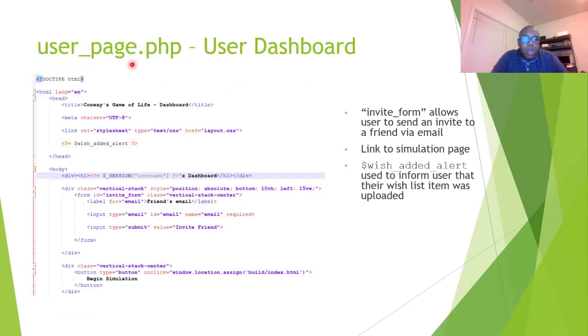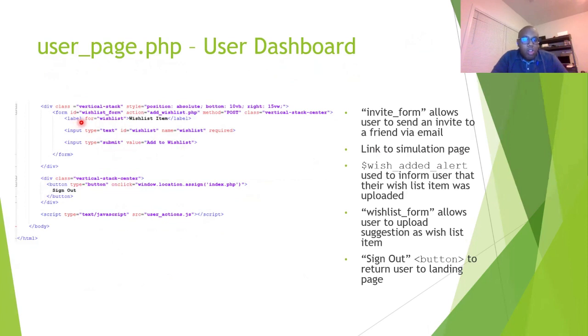Here we have the user page.php file, which is the user dashboard. Within a user's dashboard, the invite form allows users to send an invite to a friend via email. And there's also a link to take users to the simulation page. Here, the wish added alert variable is used to inform users that their wish list item was uploaded. This can be done with the wish list form, which allows users to upload a suggestion as a wish list item. At the bottom here, we have the sign up button element, which returns users to the landing page.